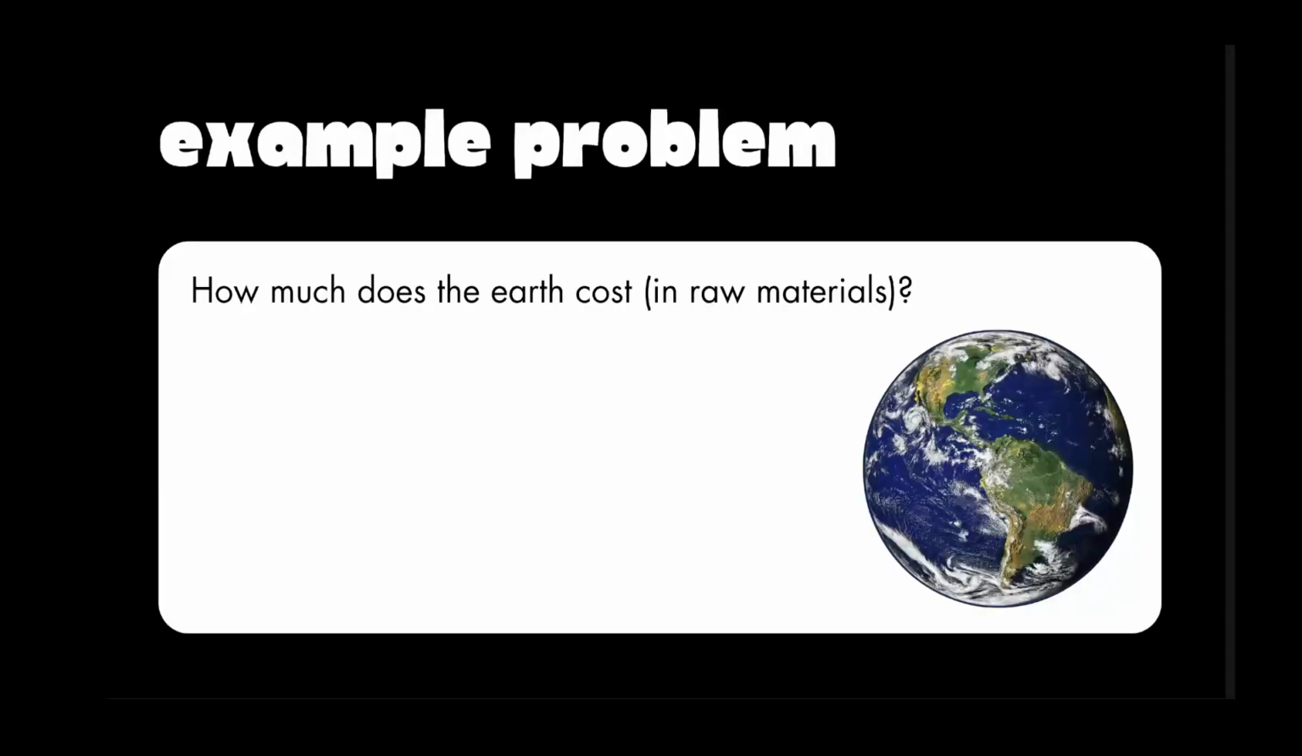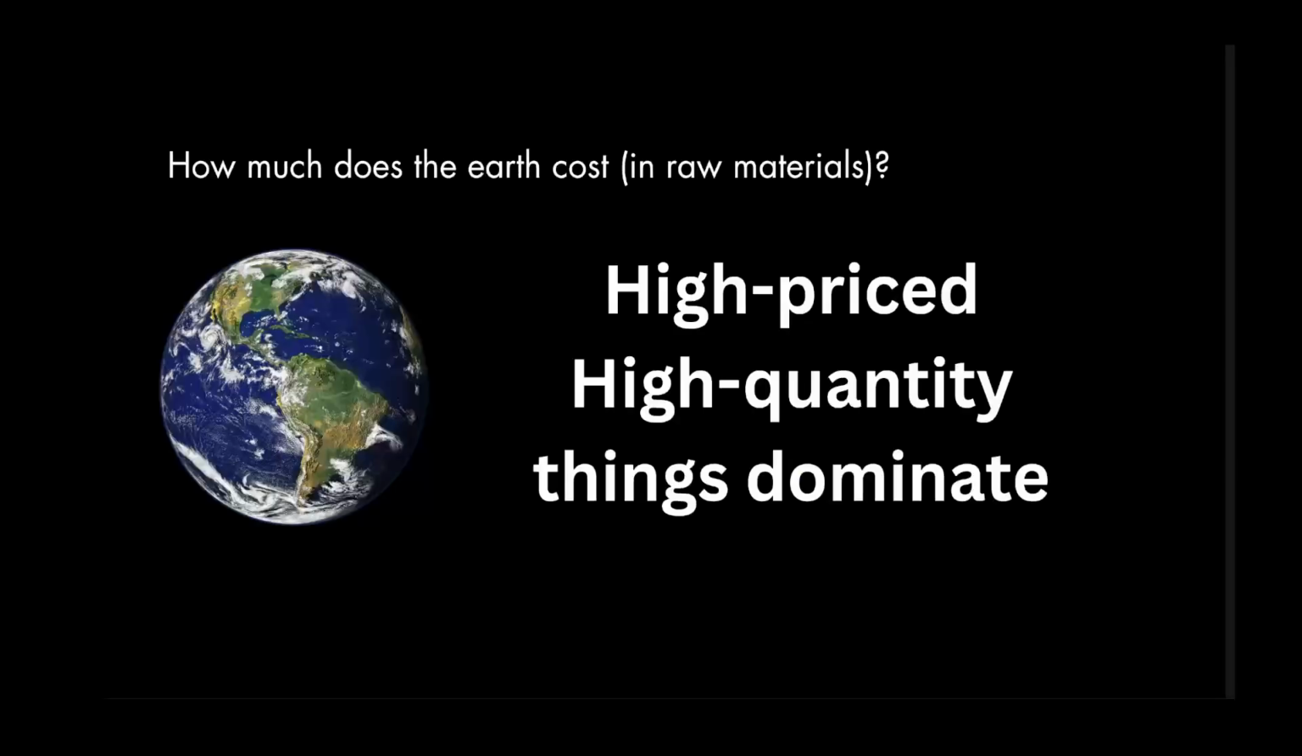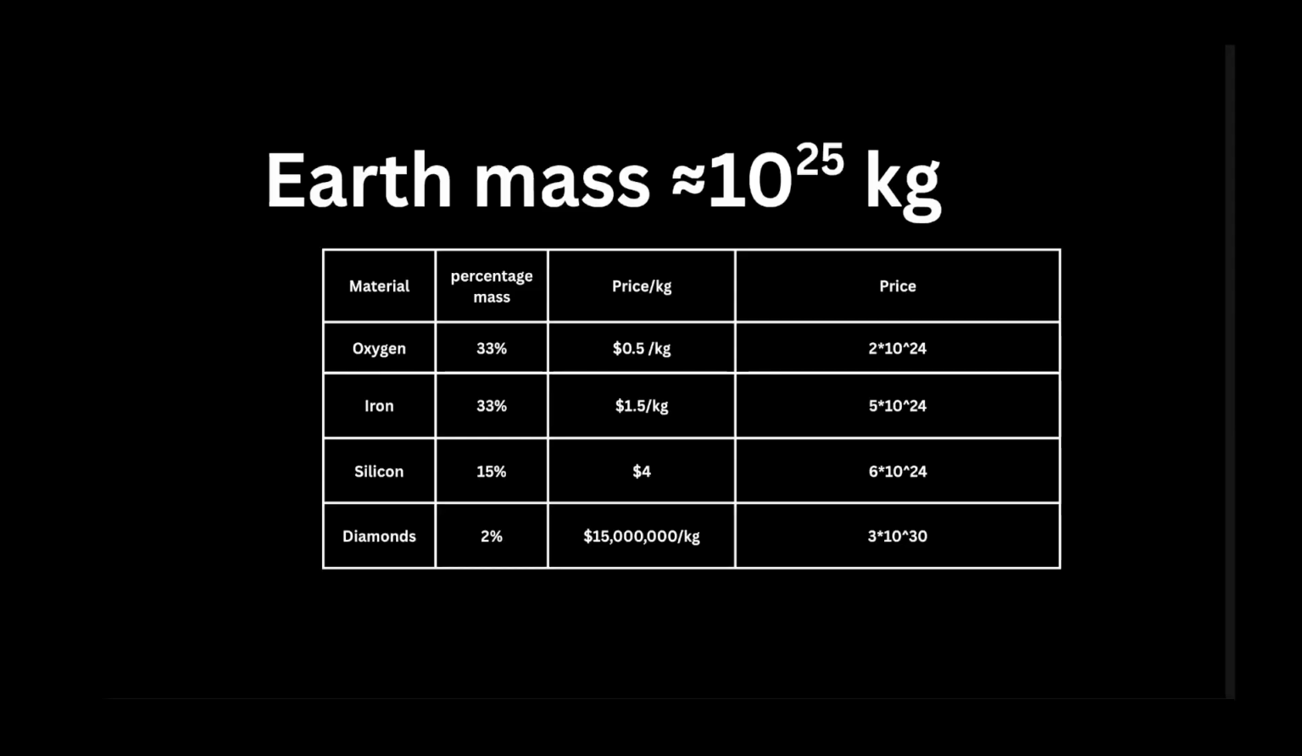So an example problem that sounds impossible when you first hear it is, how much does the earth cost in raw materials? But let's solve it using the power of estimation. So first, we want to note that based on the tyranny of large numbers, high-priced, high-quantity things dominate. Because if something's low-priced or has a low quantity, it wouldn't really matter that much in the overall cost. So the mass of Earth is probably around 10 to the power 25 kilograms. And we can estimate the percentage of mass that each of the items have and their price per kilogram.